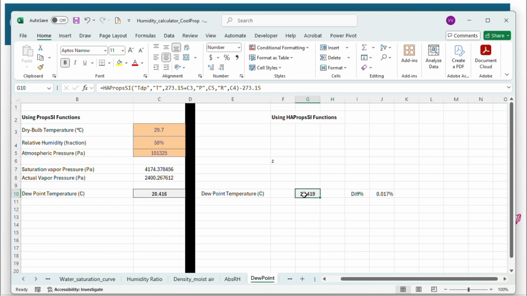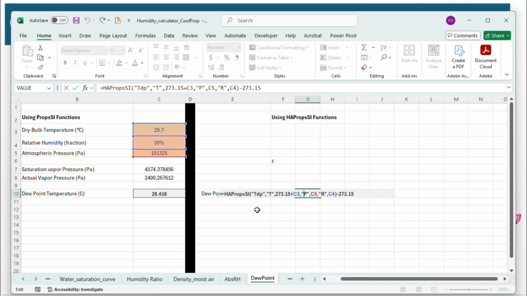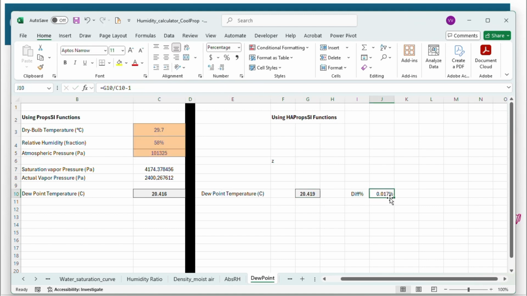With PropsSI, it's much easier. It will directly give you TDP as the output. You give it the dry bulb, the relative humidity, and the total pressure, and it'll automatically give you the value. The error is not much different between the two functions. Okay, so that's the dew point.